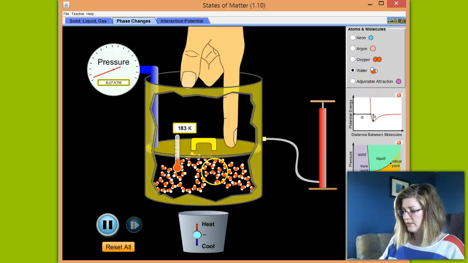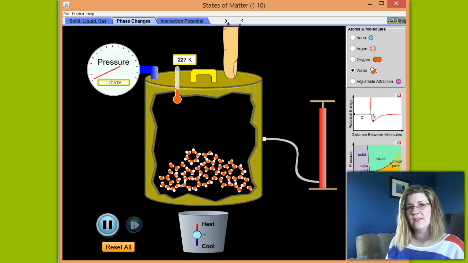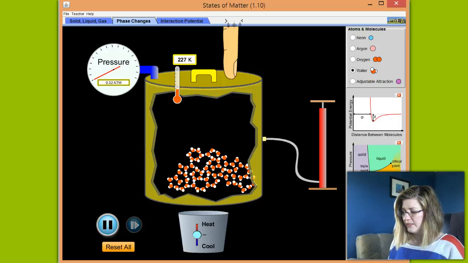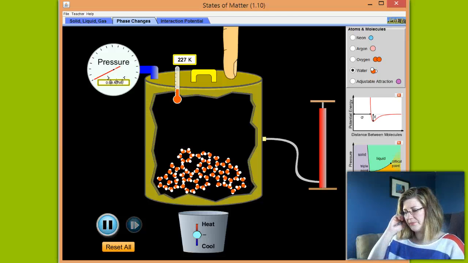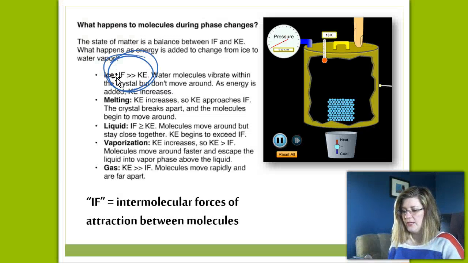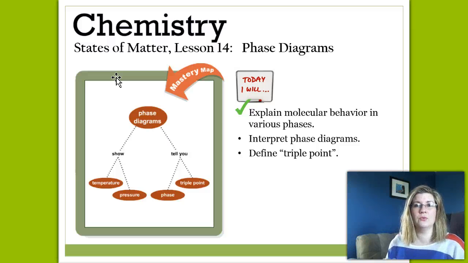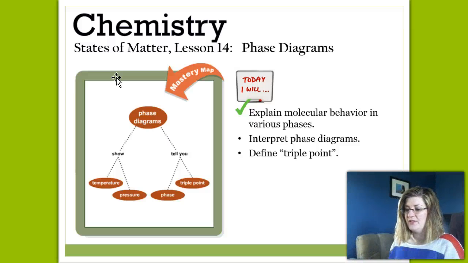I could change my pressure again to move it back up, decrease the pressure a little bit at 227K. Again, that's about room temperature, and you'll see those guys start to loosen up just a little bit. They still look pretty rigid, but that's because the pressure is still decreasing. We need to get an equilibrium there. Okay, so that was really goal number 1, to be able to understand and describe how molecules behave in different states and what's required to overcome the intermolecular forces or make them strong again. Now we need to move on to the topic of the lesson, which is phase diagrams.